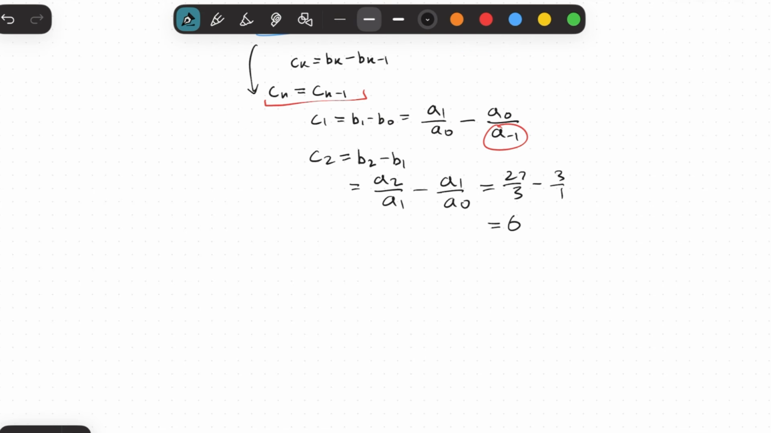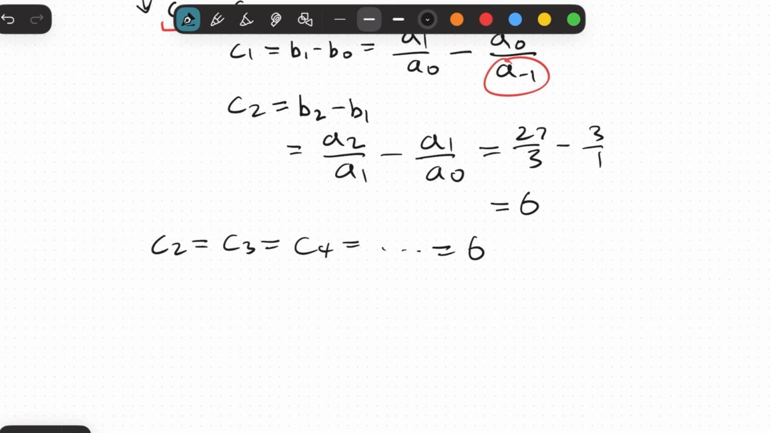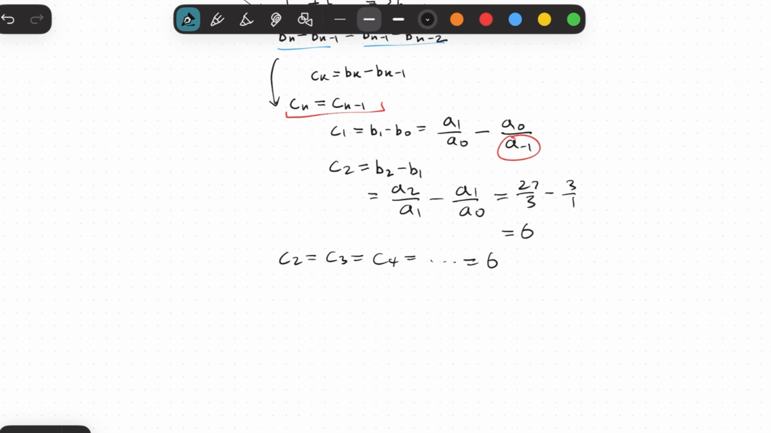So therefore, c_2 is equal to 6, and from this recursive formula, we get that c_2 is equal to c_3, is equal to c_4, is equal to literally every term in the sequence, and this is all equal to 6. Awesome. And so now we've determined the entirety of this constant sequence. What next, right? Great, we've determined a nice constant sequence, but what do we do exactly?